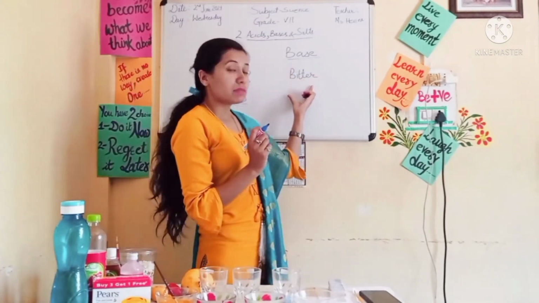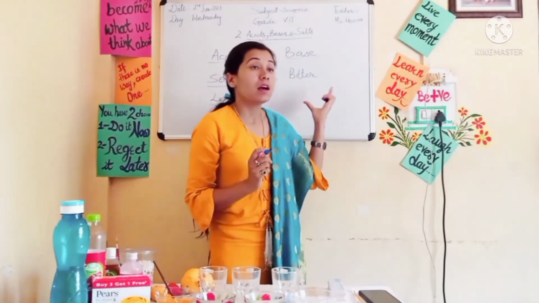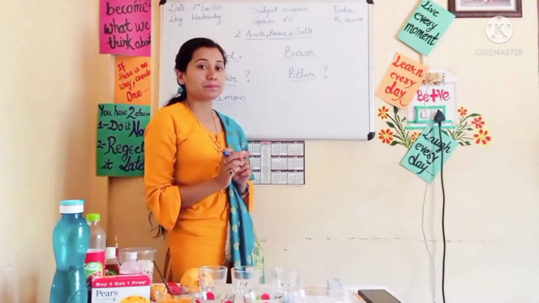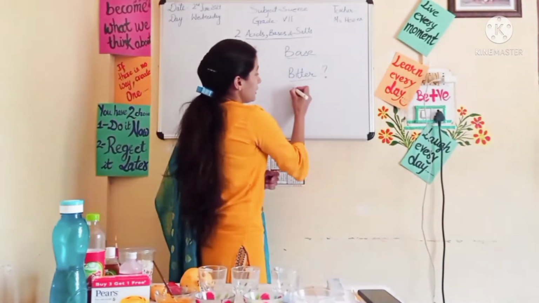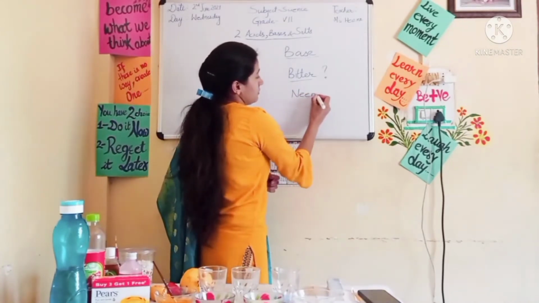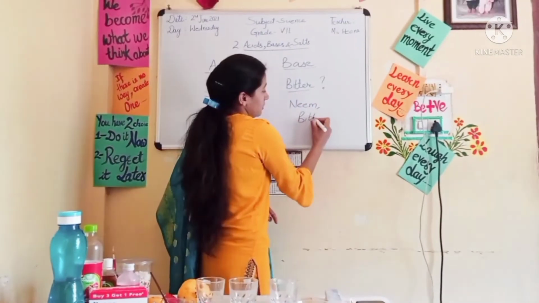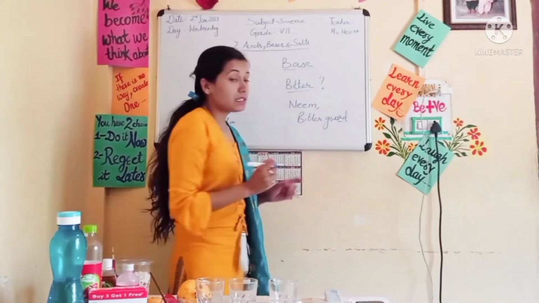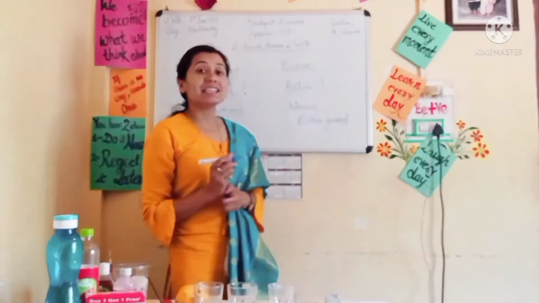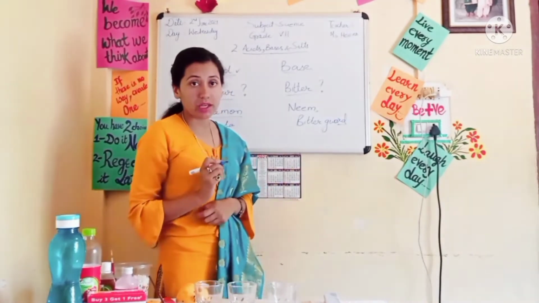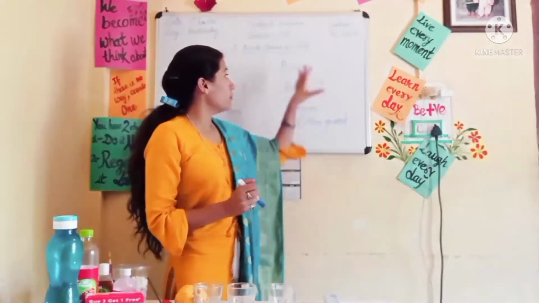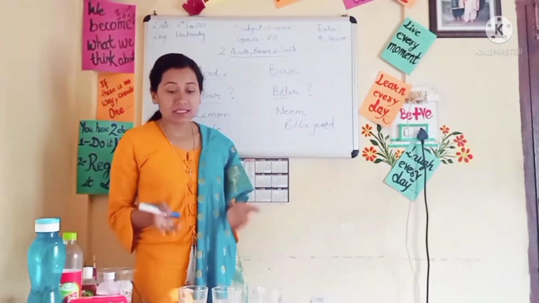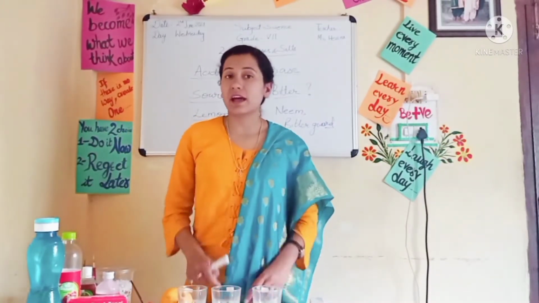Now, can you name some things which are bitter in taste? Yes, it is neem, bitter gourd. They are totally bitter in taste. Bitter means kadwa. So, they have base in them. Is it clear? So, these are some basic examples for acids and base.